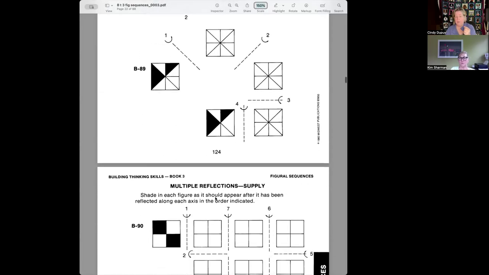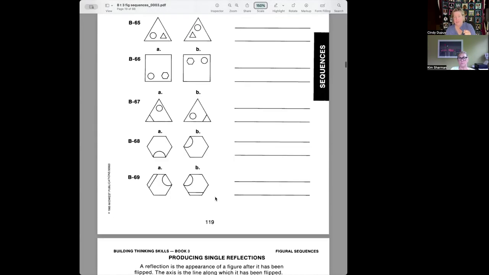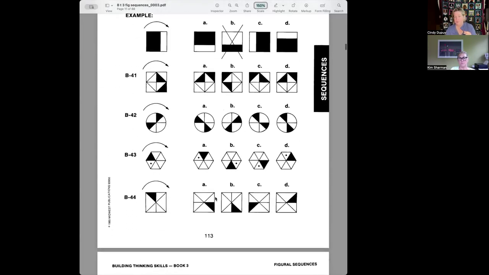Oftentimes, too, if we go back to this activity that I was just showing, I will have kids literally cut out the piece and do whatever they need to do so they can see the rotation. So you would cut this piece out and have them physically rotate it initially to help them visualize what's happening in either direction. And so actually giving them things to manipulate and move so they can see what's happening can also be super helpful.